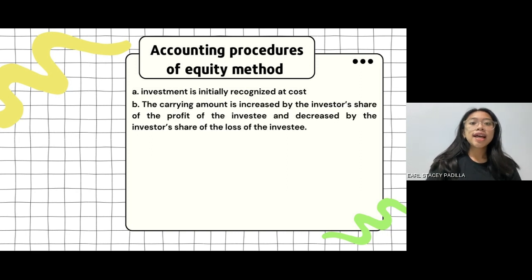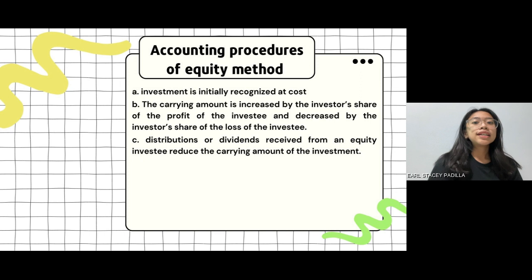Next would be letter B. The carrying amount is increased by the investor's share of the profit of the investee and decreased by the investor's share of the loss of the investee. In other words, investment income is the portion of the investee's profit that belongs to the investor. The portion of the investee's loss that belongs to the investor is recorded as loss on investment.